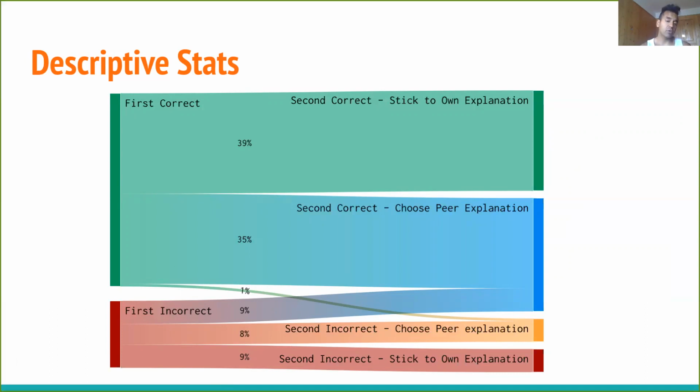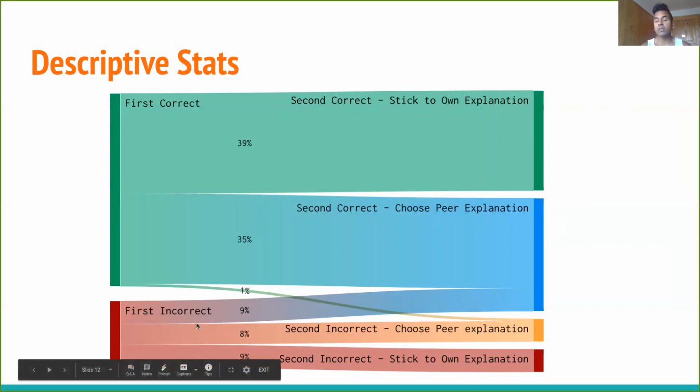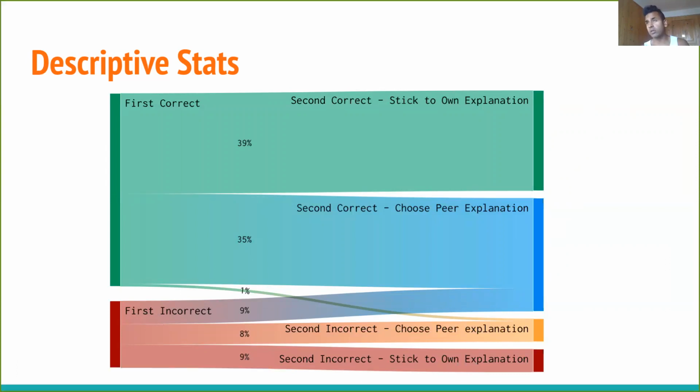And there are 4 possible transitions. You could be going from the right answer to the right answer, right answer to the wrong answer, wrong answer to the right answer, and then keeping the same wrong answer. What's interesting to note is that if you get it wrong on your first attempt, there's a 1 in 3 chance that your peer's explanation will bring you to the right answer. So I believe that speaks to the quality of the explanations in the database.